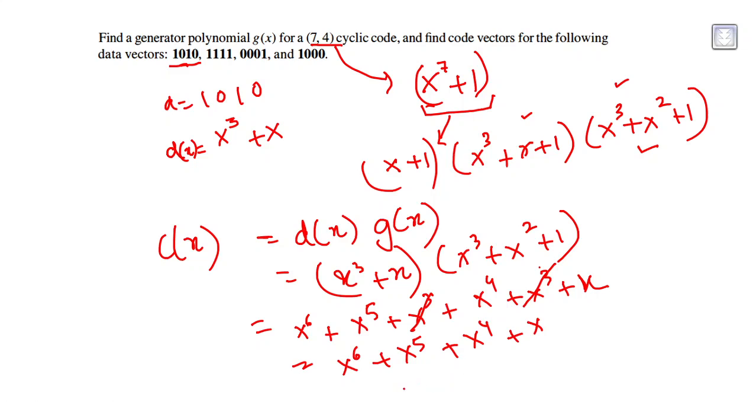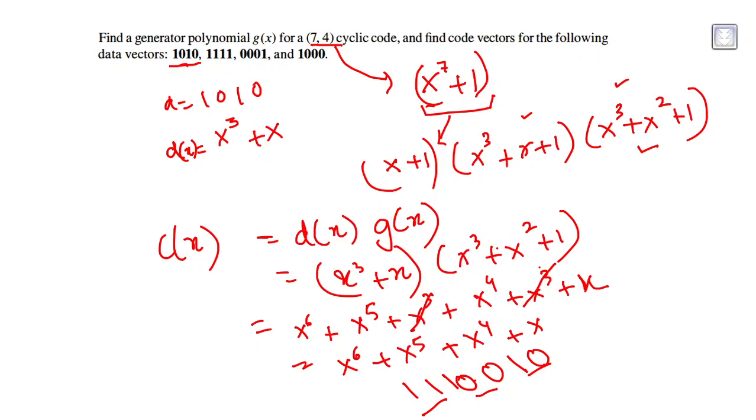That means the code will be 111, with powers 6, 5, 4. 3 is missing, 2 is missing, 1 is available, and 0 is missing. So I will be getting a code word 1110010. We are just noting the components: 6 is available, 5 is available, 4 is available, 3 is not available, 2 is not available, then comes 1 that is available, and 0 is not.